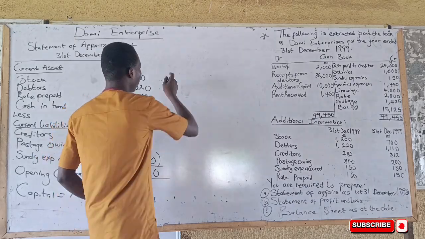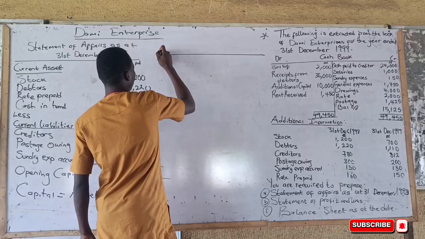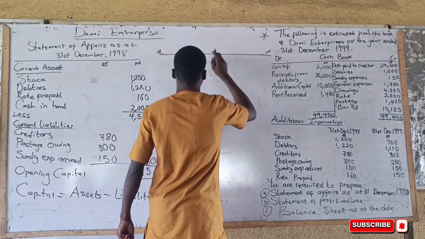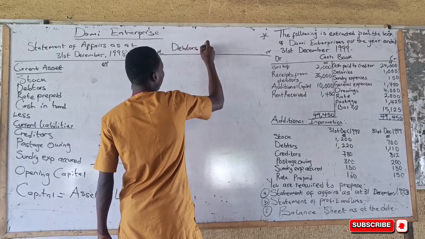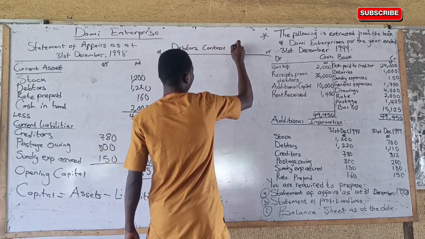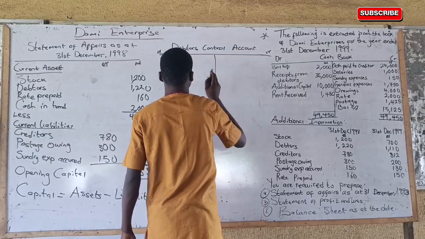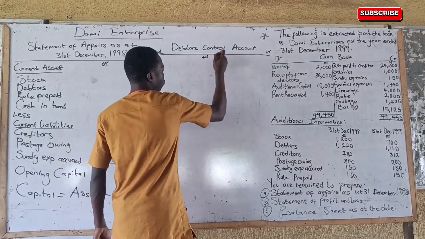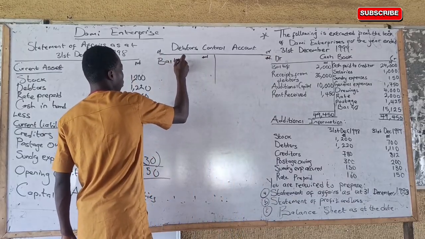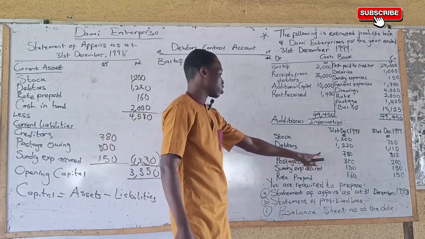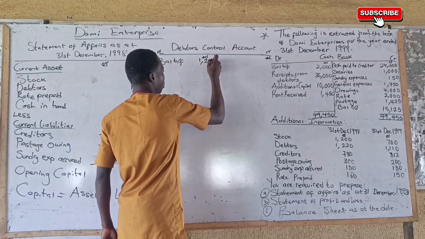So the next step is to prepare a control account. The first one is going to be the debtors control account. For the debtors control account, we use this to get our sales. Now, what's the balance of the debtors at the beginning? At the beginning, this is the balance for debtors, those owing us. That's 1,220.